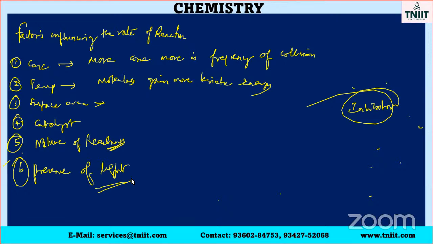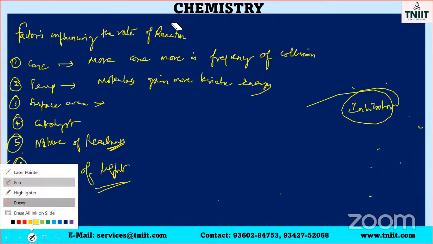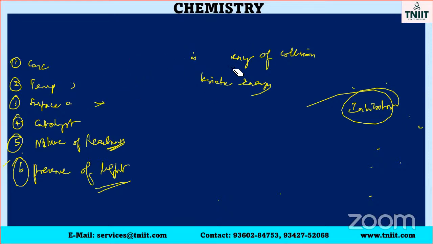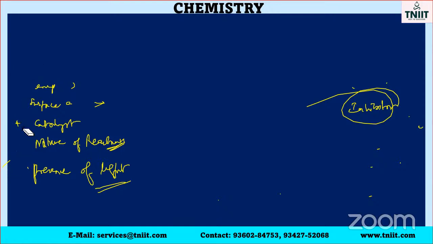So these are the 6 factors which influence the rate of a reaction: concentration, temperature, surface area, catalyst, nature of the reactants, and also the presence of light. So these are the factors which influence the rate of the reaction.